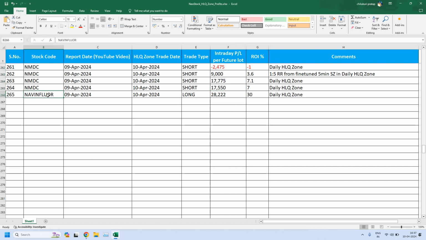See, both the stocks, Navin Fluorine as well as NMDC, got very good profits today. Whichever one you selected, definitely you would have got good profits. And Navin Fluorine is very extraordinary today, 30% intraday ROA as per trailing stop loss.